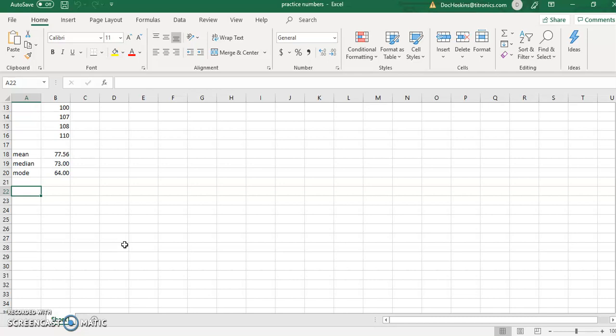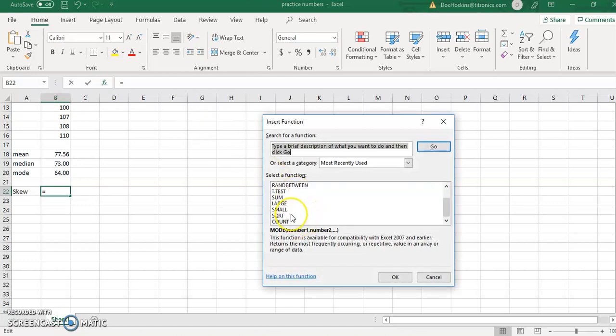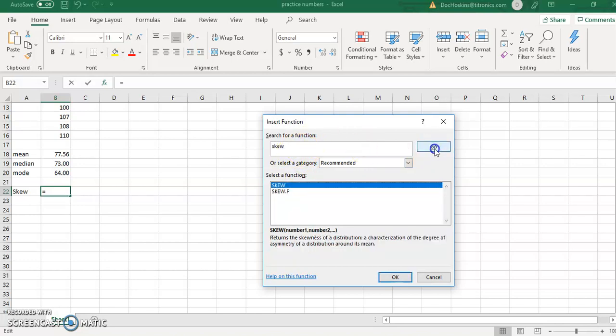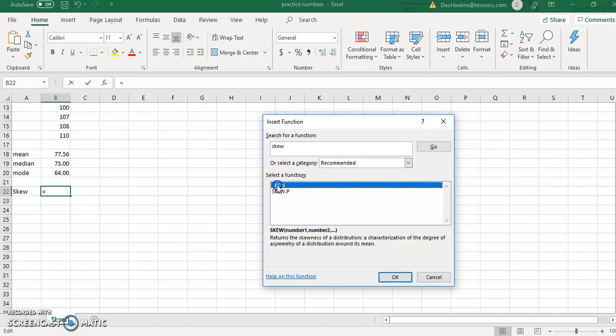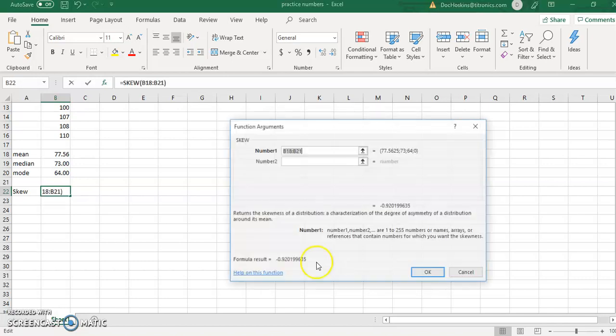Let's start with skew. We'll click our answer spot where we want our answer. Click FX, look for skew. I don't see it there, so we'll type it in up here. Click go, and there it is. Let's see what the difference is here. We're not doing the population, we're just doing a sample.